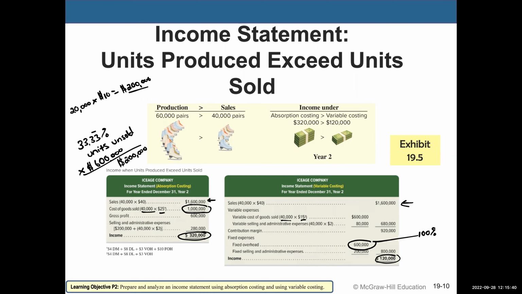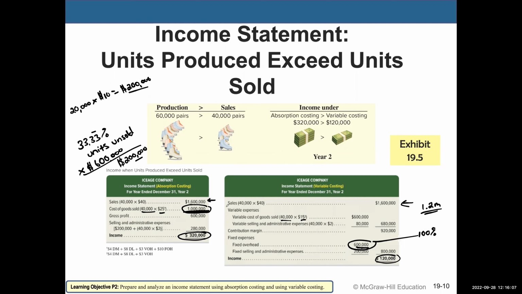Alrighty, so the difference is a $200,000 difference, and that is the result of fixed overhead. All of the fixed overhead is showing up in this line item here. If we add up 600,000 and 600,000, we're talking about 1.2 million of manufacturing costs being recognized over here. However, over here, we're only recognizing 1 million.